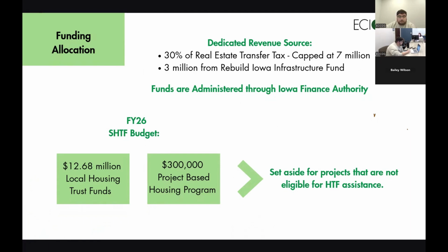Each time there's a real estate transaction in your county, the county retains 17% of those funds. 82% of those funds are forwarded to the state. The state then appropriates 30% of that to the housing trust funds. That's currently capped at $7 million each year.